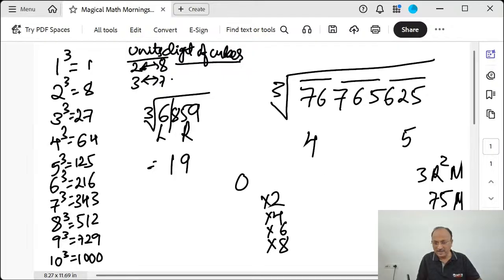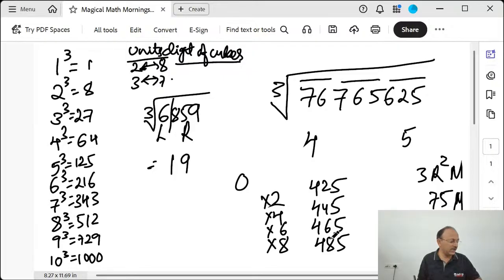m can be 2, that means it can be 425, and m can be 4, that means it can be 445, m can be 6, that can be 465, then m can be 8, that can be 485, correct? 485 I will not consider, mainly because when you take m equal to 8, 75 into 8, how much you will get? You will get more than 600.